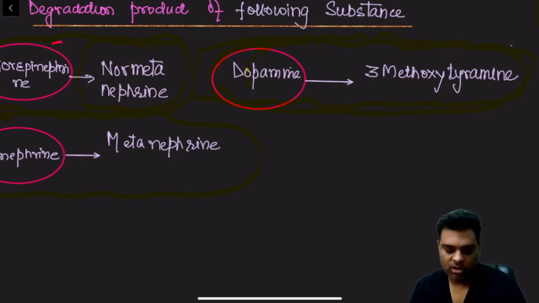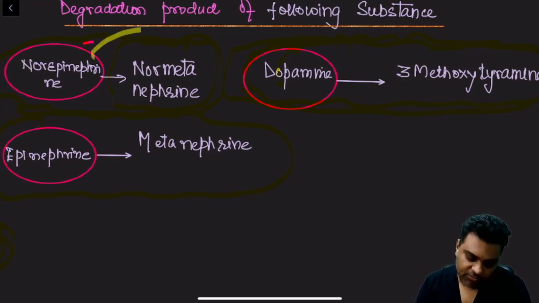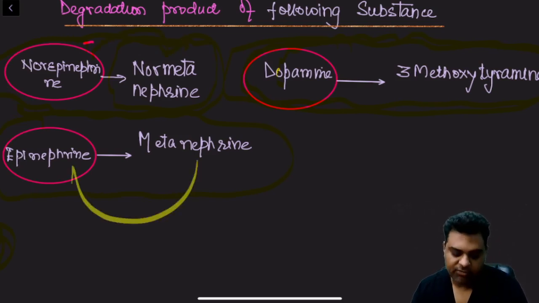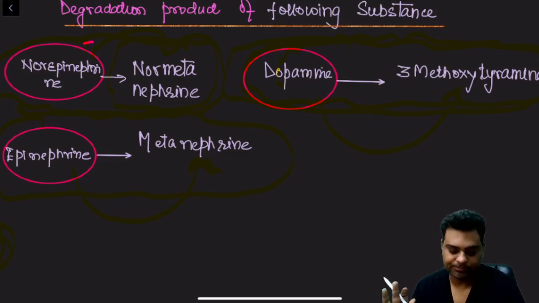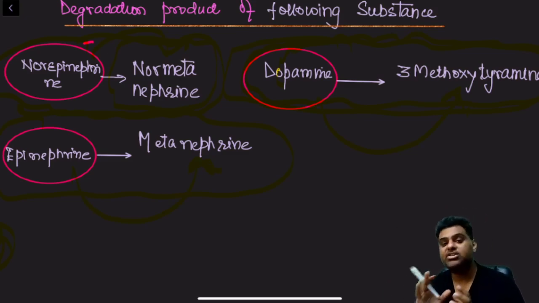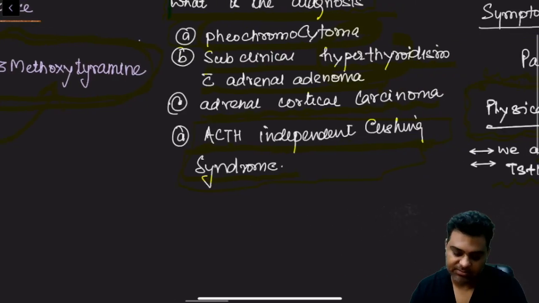So norepinephrine will form normetanephrine, epinephrine will form metanephrine, and dopamine will form methoxytyramine. This you have to understand. Now, this is the basic thing that you have understood, and you may be thinking that this is very difficult to remember. No. I will tell you the exact reasons.